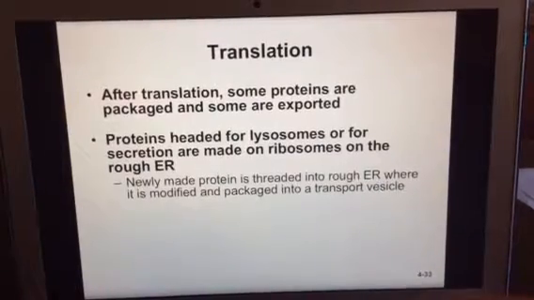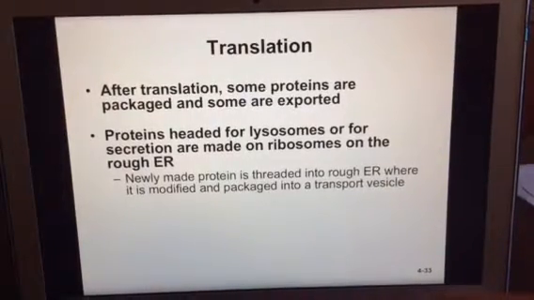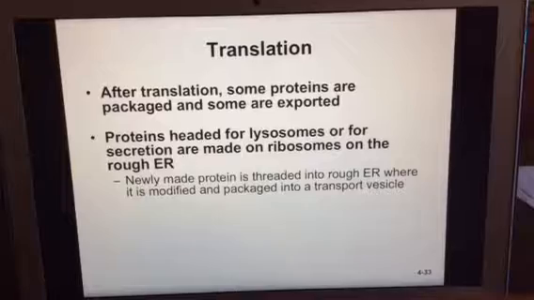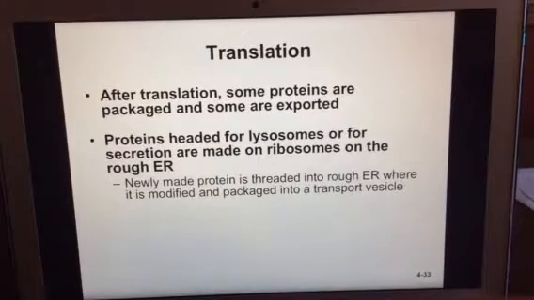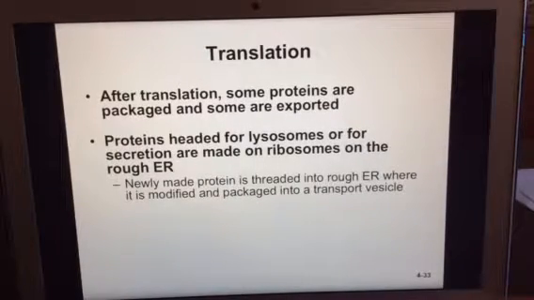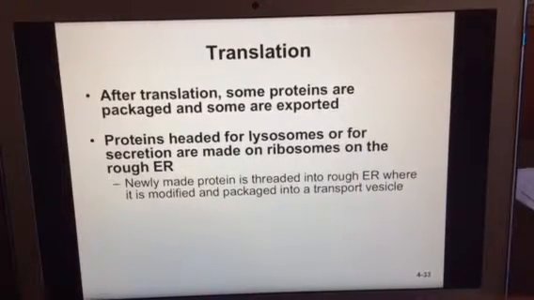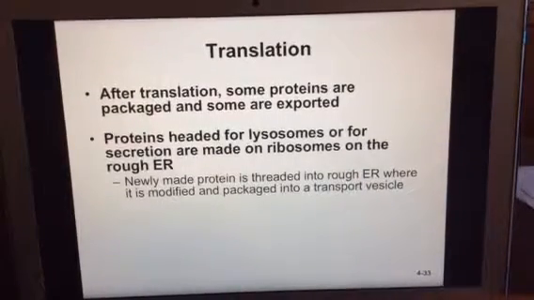Okay, we talked about the cell organelles that have to do with protein making. So ribosome, this is all happening at the ribosome. And then at the end of translation, a protein is done, except that sometimes proteins are sent to the Golgi apparatus to be packaged, given some finishing touches, and possibly exported out of the cell.